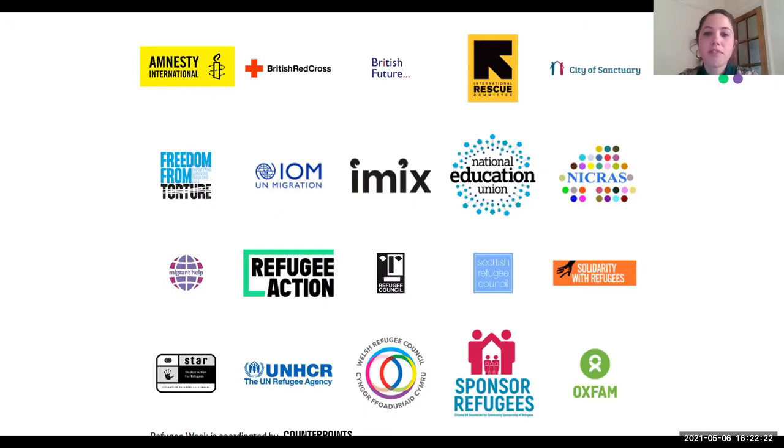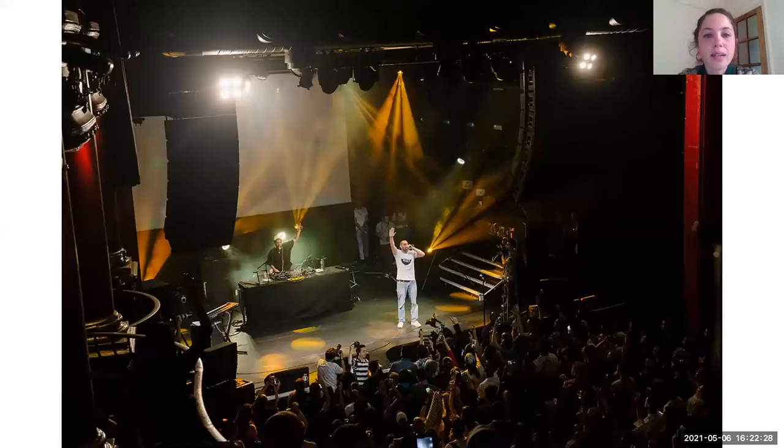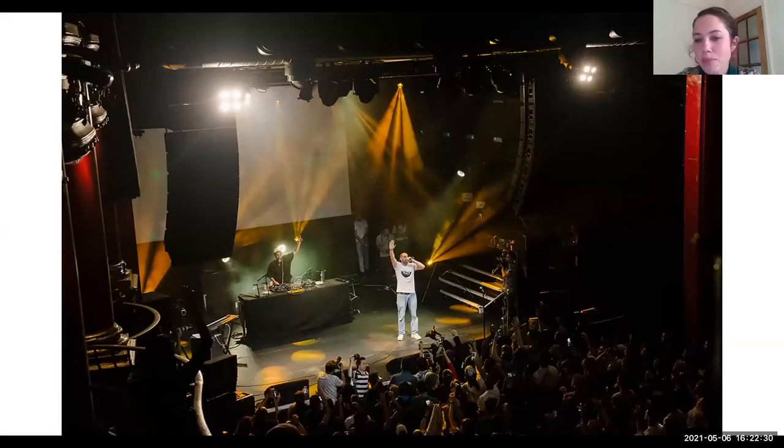Refugee Week is an umbrella festival. So what that means is that anyone can hold their own event or activity. And so it's a network, it's a movement of individuals and groups right across the UK and beyond that make Refugee Week happen every year. And in our last pre-COVID year, in 2019, there were 800 events across Refugee Week and Refugee Festival Scotland.